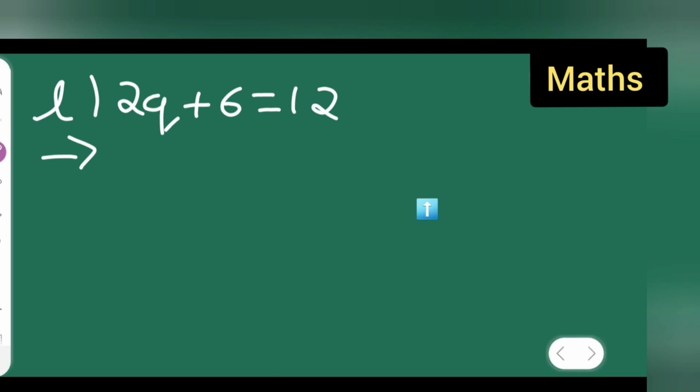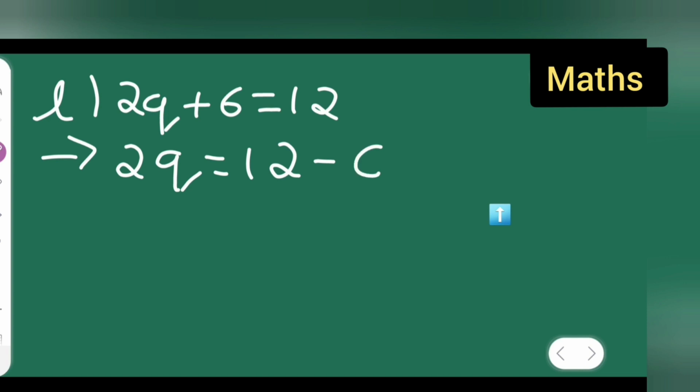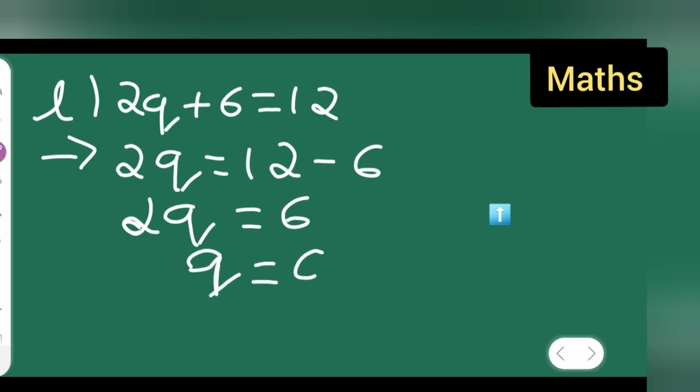Next, here it will be what? 2Q, what is given? 2Q plus 6 is equal to 12. So 2Q, write it as it is. Take this 6 other side. So it will become minus 6. So write down is equal to 12 minus 6. So you will get 2Q is equal to 6. So it will be Q is equal to 6 upon 2. So 2 ones are 2, 2 threes are 6. So your answer is therefore Q is equal to 3 is your answer.